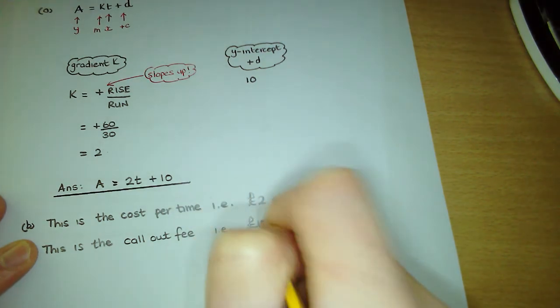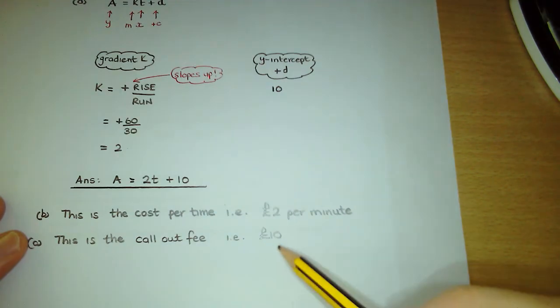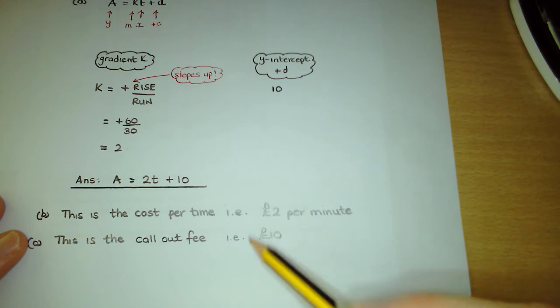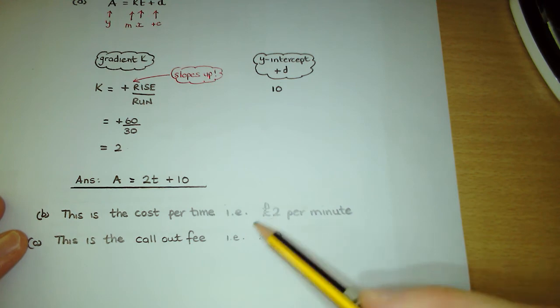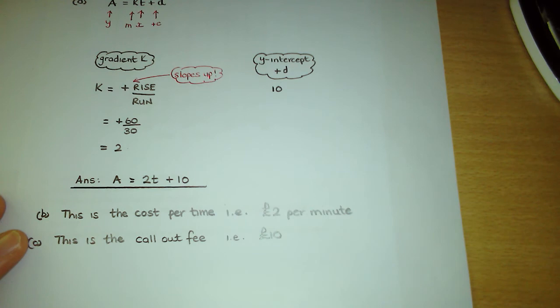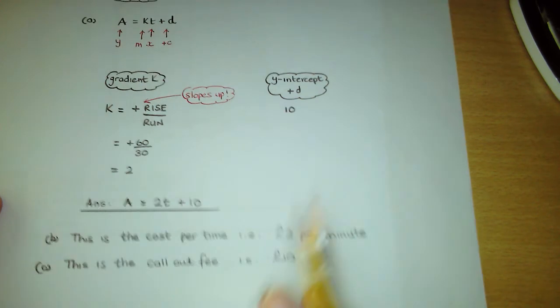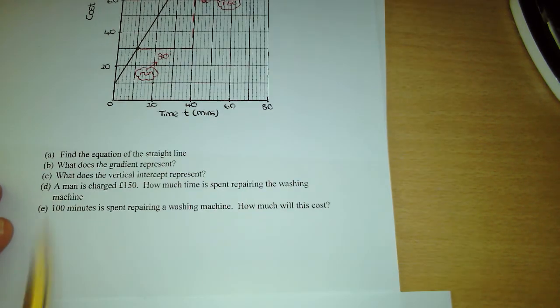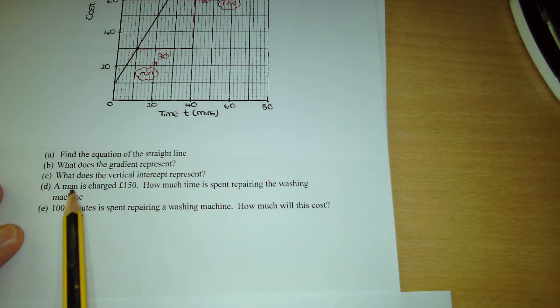£10. So your washing machine's broken down, you need a plumber to come out and fix it, you're going to have to pay them £10 up front to get them to call out, and then they're going to start working on repairing the washing machine, and it's going to cost you £2 every minute that they have to repair the washing machine. Okay. So part D now is we're just using the equation then to work out unknowns.